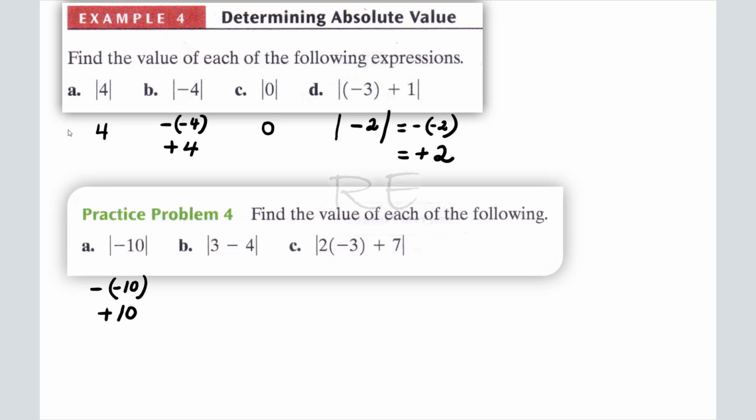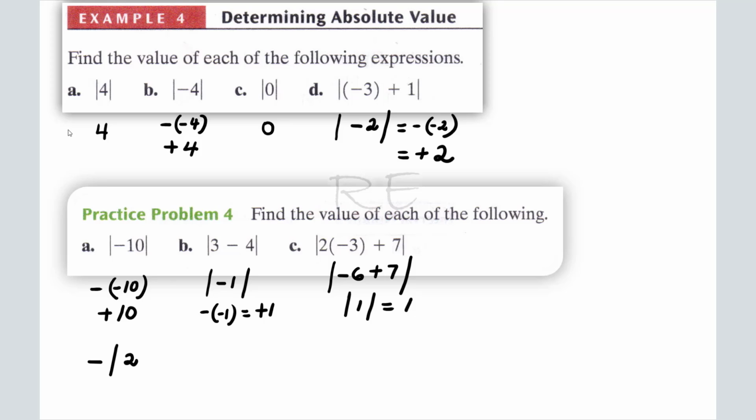The absolute value of negative 10 is minus negative 10, which is positive 10. The absolute value of 3 minus 4 will be the absolute value of negative 1, which is minus negative 1, positive 1. 2 times negative 3 will be negative 6 plus 7. The absolute value of negative 6 plus 7 is equal to the absolute value of 1, which is 1.